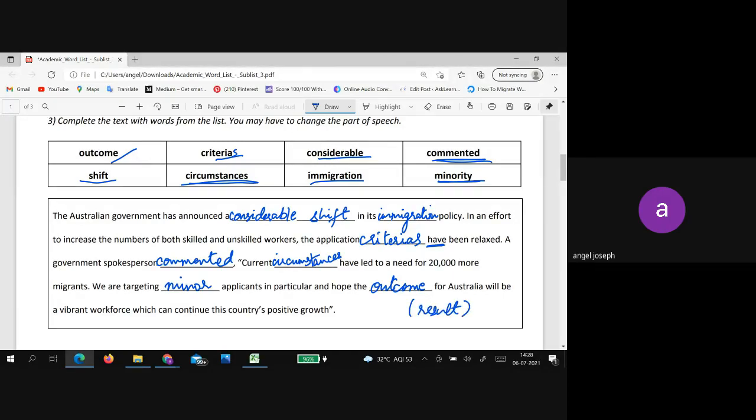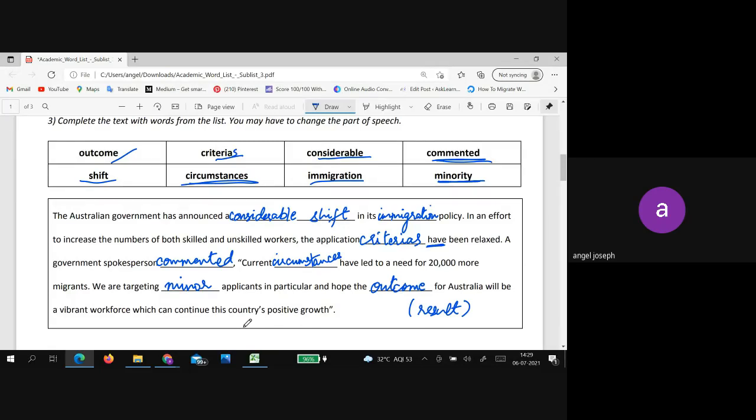Okay, for Australia will be a vibrant workforce. Vibrant workforce, is that a very tired, aged workforce? No. They are looking at a vibrant workforce, a workforce that is young and flourishing. Workforce means the people who do the work. So Australia will be a vibrant workforce which can continue this country's positive growth. Great. I think you guys would have understood now.